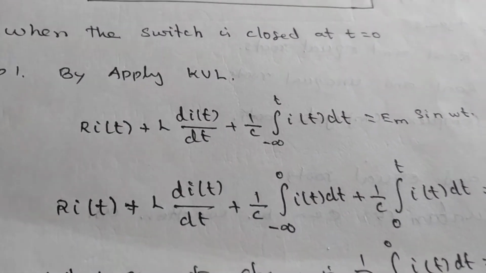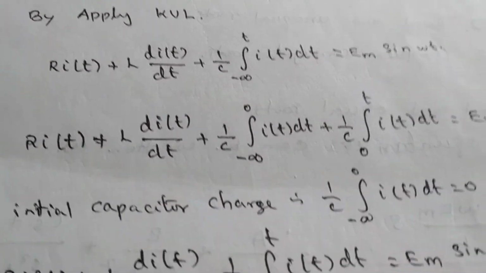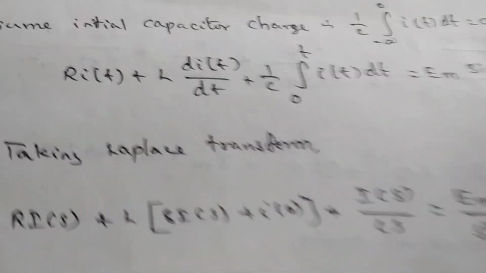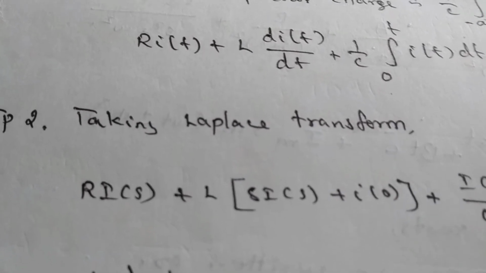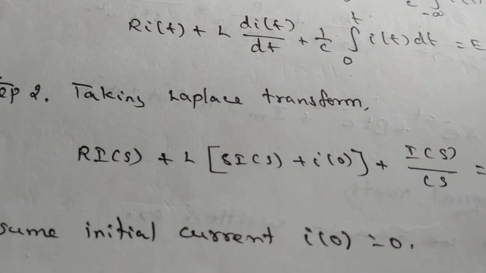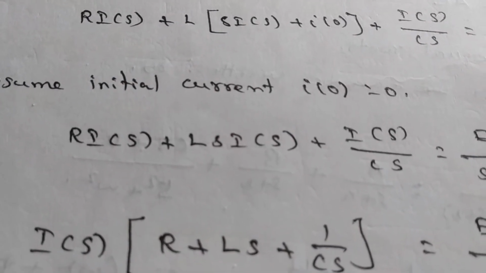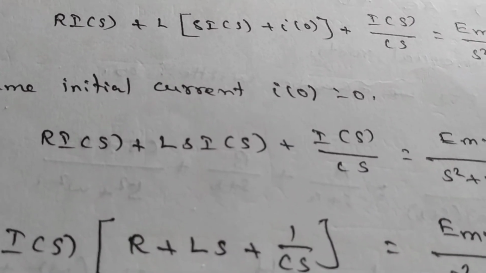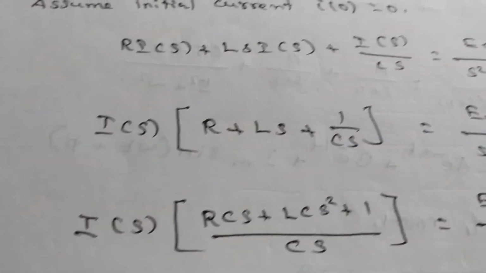Take the initial values of the inductance and capacitance; both initial values are 0. Taking the Laplace transform: R into I of s plus L into s into I of s, where the inductance initial value I of 0 is 0. Then R into I of s plus L s into I of s plus I of s divided by C s is equal to E m omega divided by s square plus omega square.